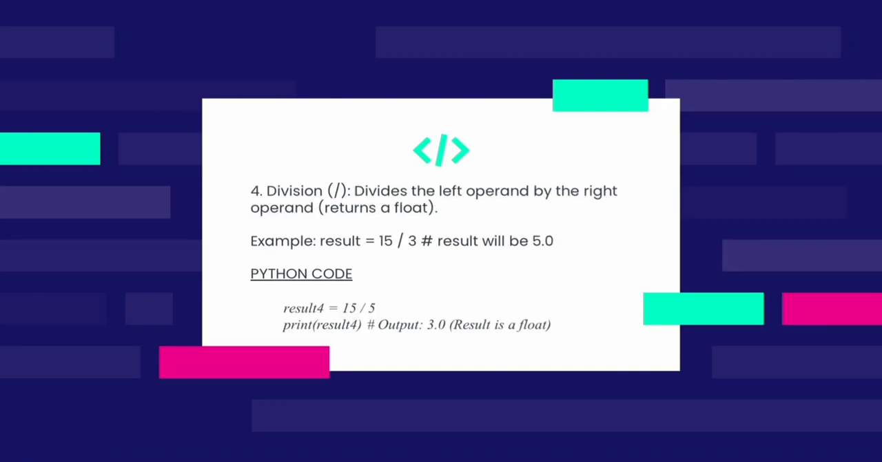The division operator divides the left operand by the right operand. In the example provided, result = 15 / 3, where 15 is divided by 3. The expression 15 / 3 is evaluated, resulting in 5.0. One thing to be noted here is that in Python, division always returns a float. The result of the division operation, that is 5.0, is then assigned to the variable named result.